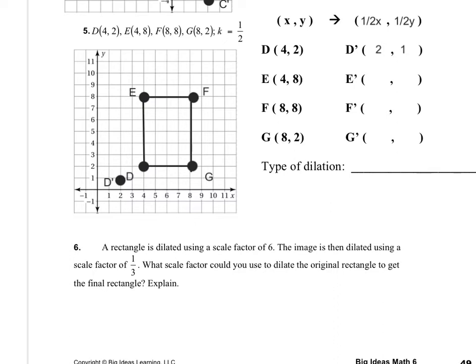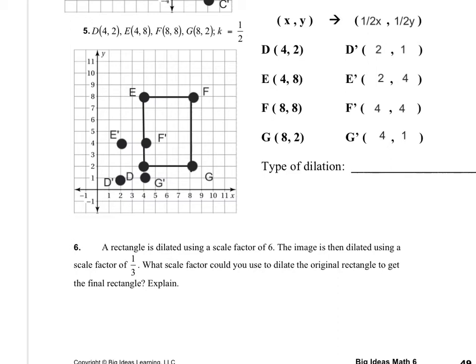E is located at 4, 8. E prime will be located at 2, 4. F is located at 8, 8. F prime will be located at 4, 4. Finally, G is located at 8, 2. G prime will be located at 4, 1.